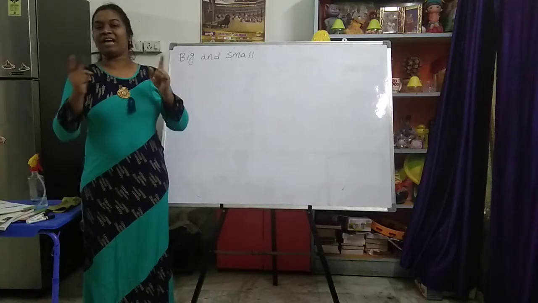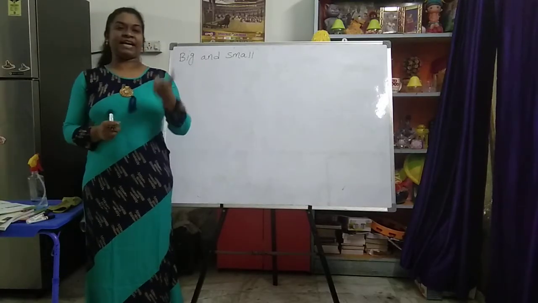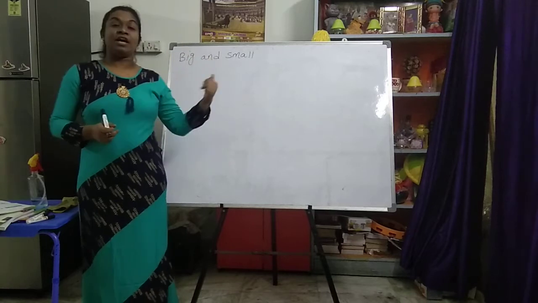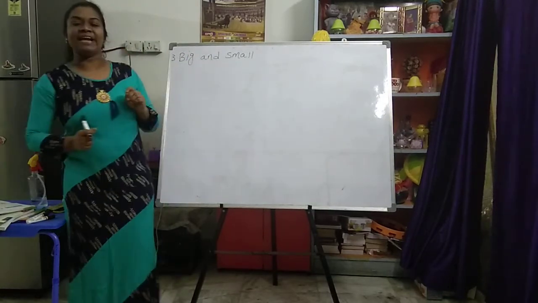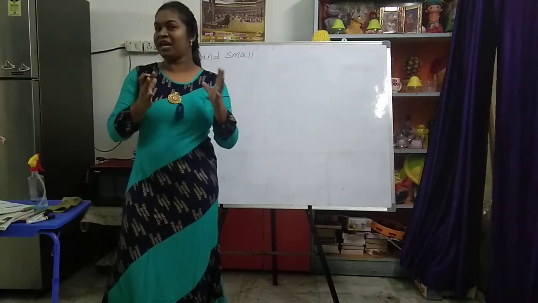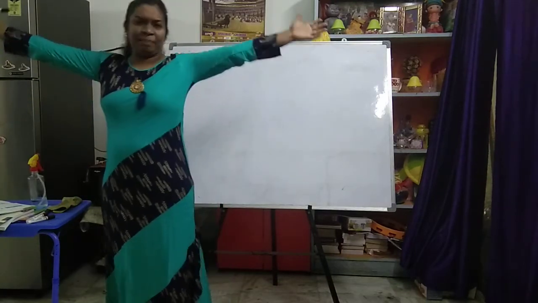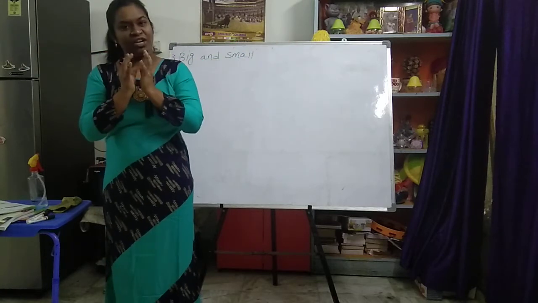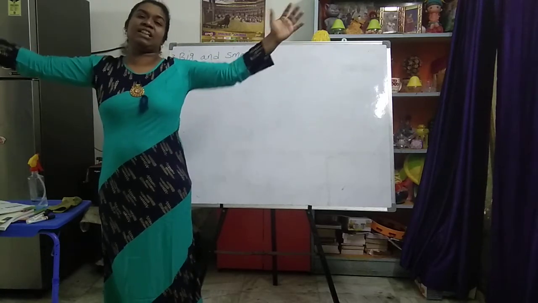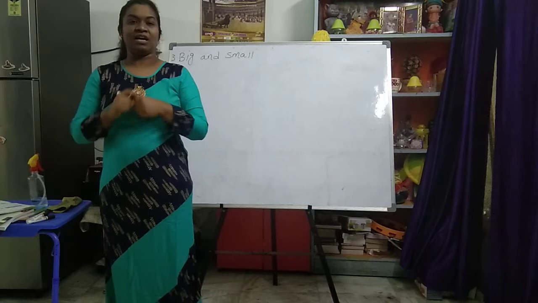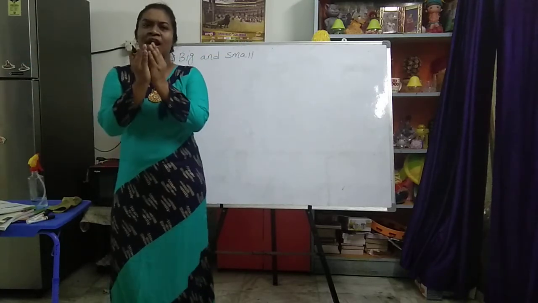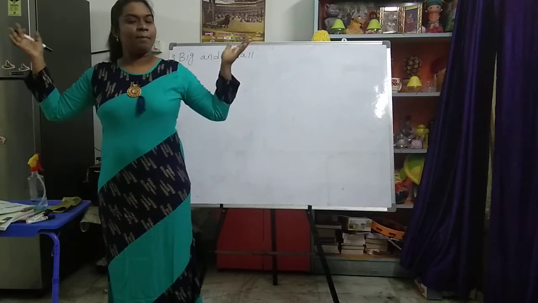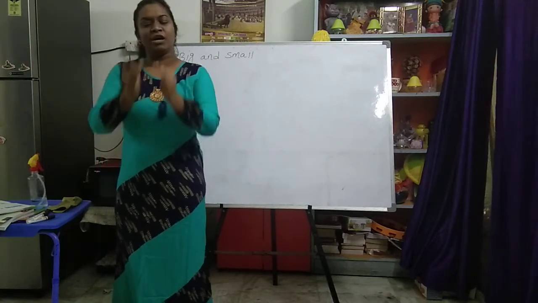Okay children, we have done with more and less, and tall and short. Now the third concept is big and small. You all know what is big and what is small. Big ante peddadi, small ante chinnadi. Elephant is a big animal. Rat is a small animal. Elephant is a big animal, whereas rat is a small animal.